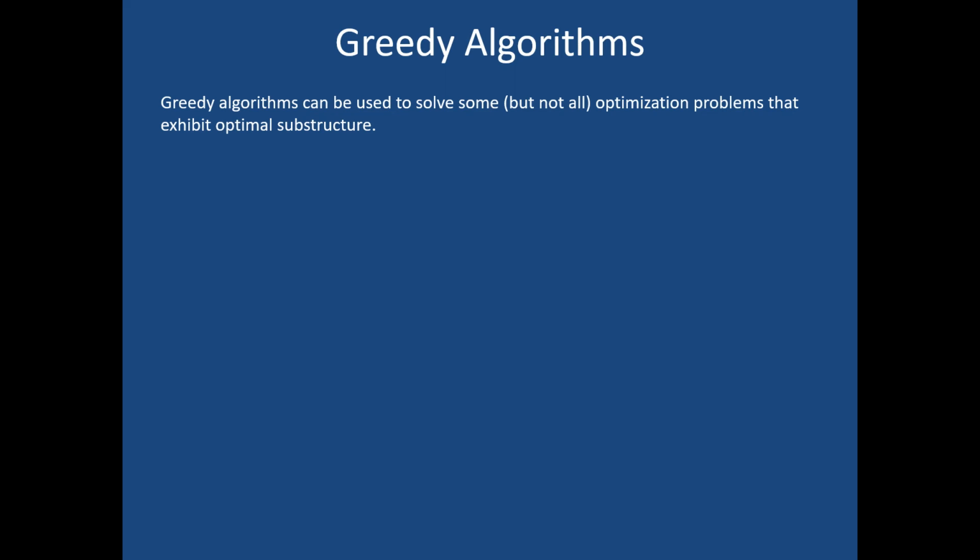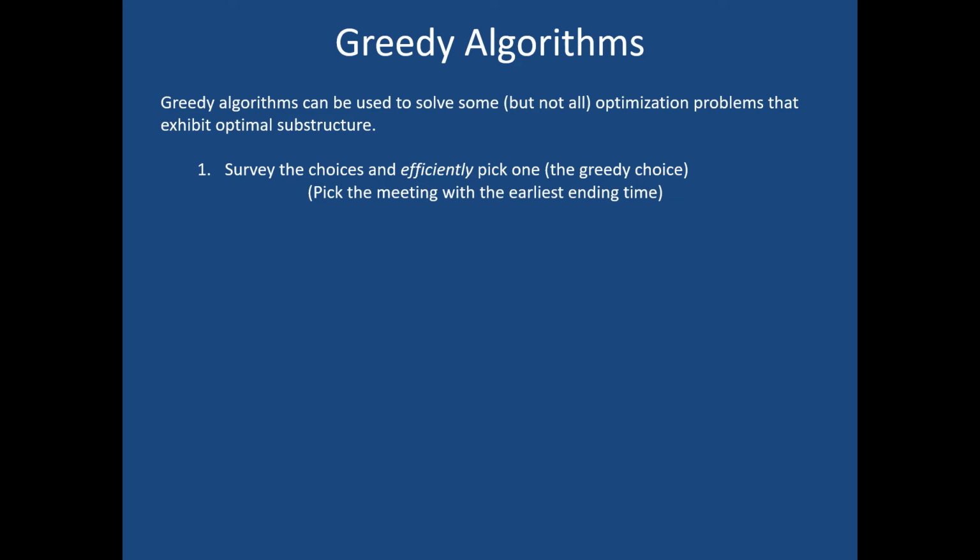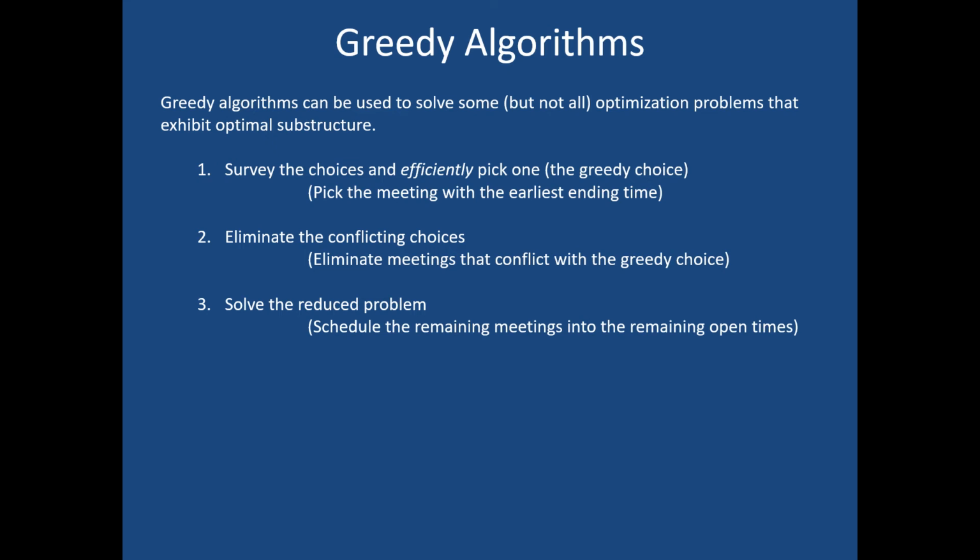But not all such optimization problems can be solved this way. And again, this is the high-level description. You survey the choices and efficiently pick one, so you don't take exponential time to make the choice. That's sort of abusing the notion of a greedy algorithm. You do something fast, find the choice, eliminate the conflicting choices, solve the reduced problem, and you keep doing that. And there's never a need to reconsider, back up, or try a different way.